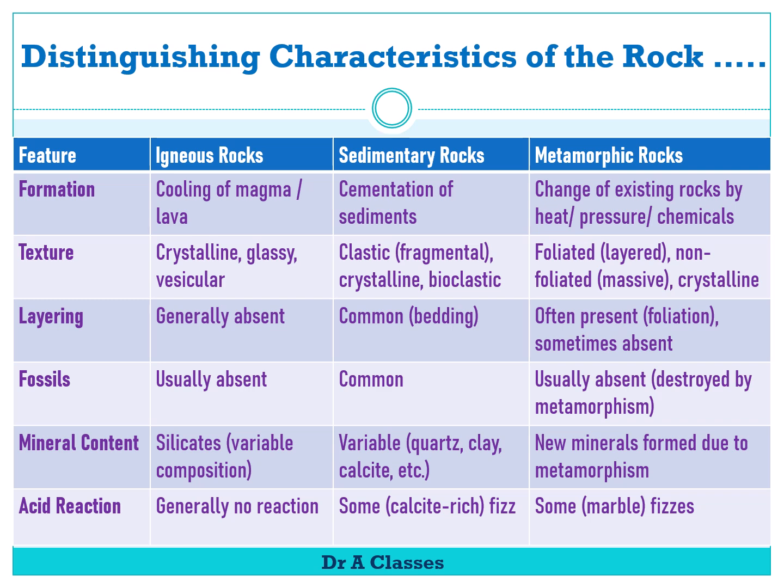By comparing these attributes, one can systematically differentiate between rocks that have solidified from molten material, accumulated from deposited sediments, or have been transformed by intense heat and pressure. This comparative framework is essential for understanding Earth's geological history and for various practical applications in construction, resource exploration, and environmental management.